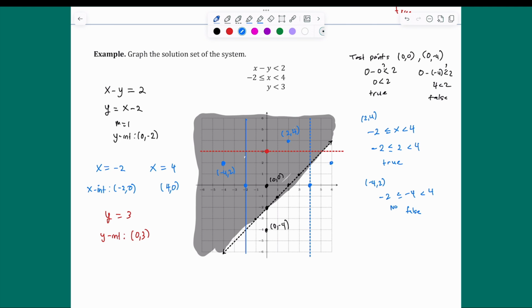All right, now take a test point, say, to the right of it, say here at 6, 2. So is negative 2 less than or equal to 6? And is 6 less than 4? No. It doesn't satisfy both inequalities, therefore it's false as well. Okay, so therefore we know the side we're going to shade has to be in the middle. So it's all this stuff here.